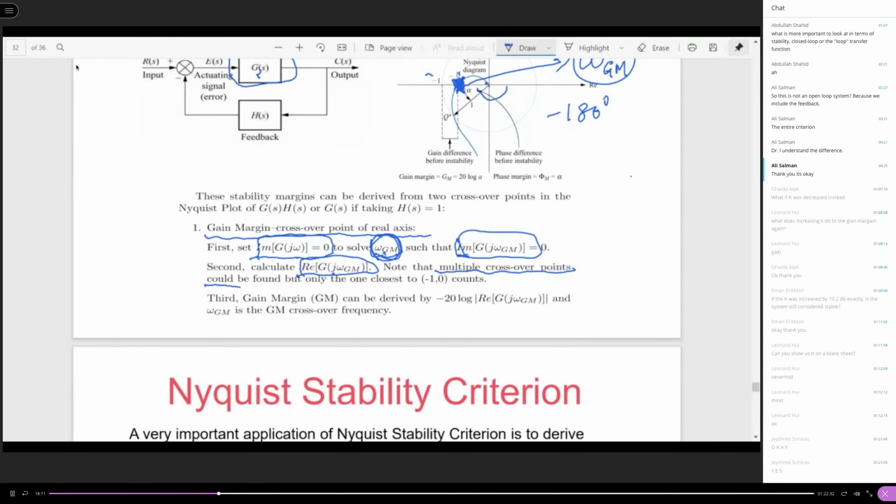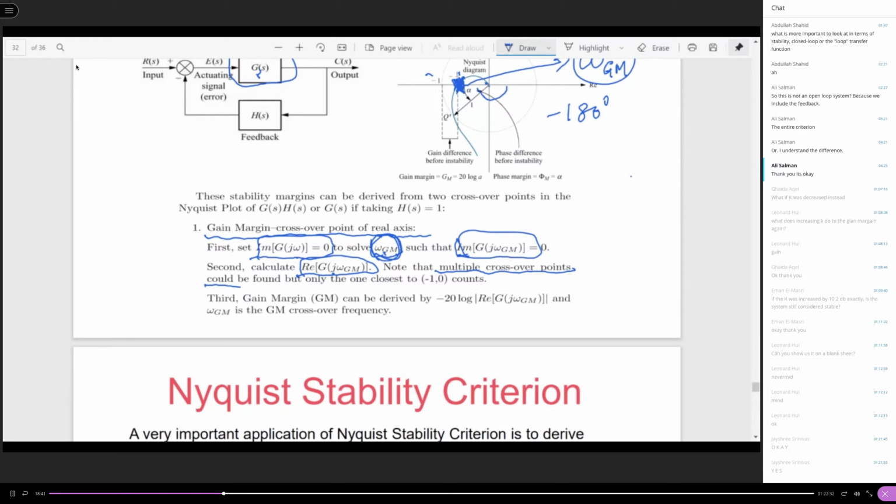Multiple crossover points could happen on the horizontal real axis. Just like that example, 1 over s plus 2, we found 2 actually. One happens at omega equal to 0, and the other happens at omega equal to infinity. One is at 0.5, and the other one is at the origin. So you're going to have multiple crossover points with the real axis.